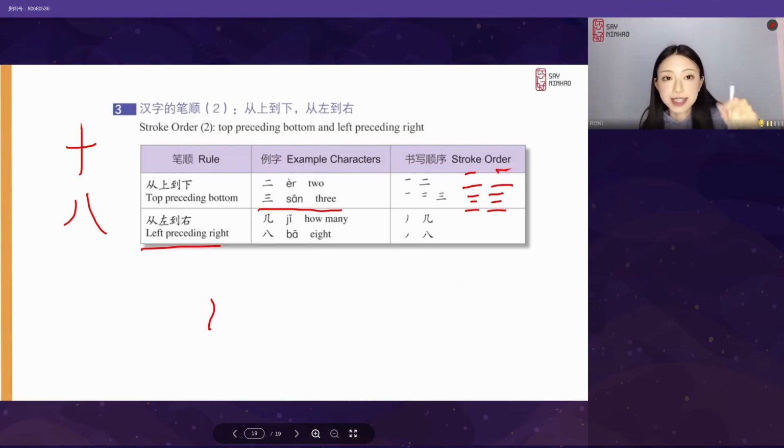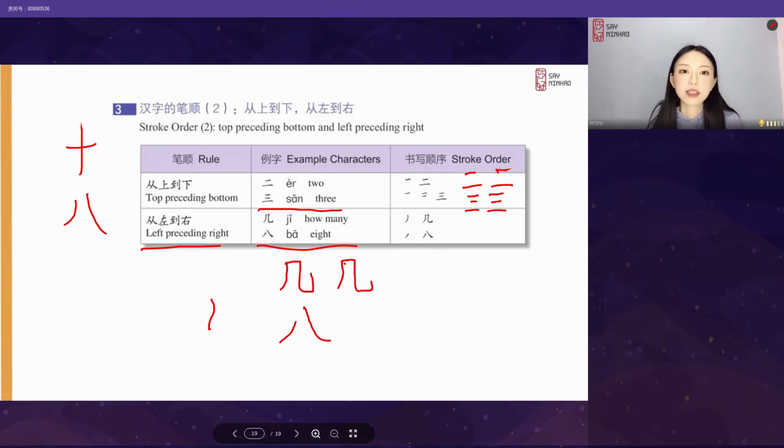And let's see from left to right. The first one is ji, which we just learned. It means how many, right? And it is from left to right. First, left turning and then a horizontal turning curved hook. It is written left, right. Another example is ba, which uses the left turning to right turning part as well. We will write the left turning first and then right turning after. Okay, this is left to right.